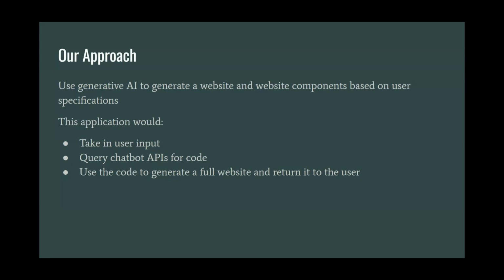The application itself would be able to take in user input from the user interface, query ChatGPT for code and other generative AI models to get images, and then use that code to generate a website and give it to the user. And all this is done without any frameworks, just with HTML and CSS.